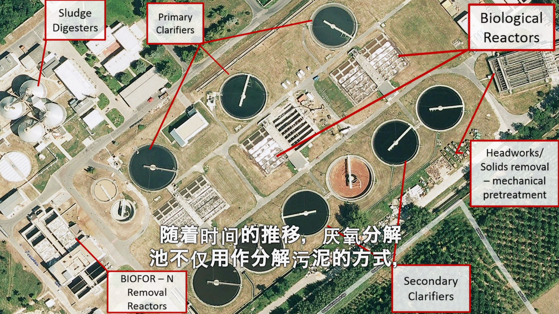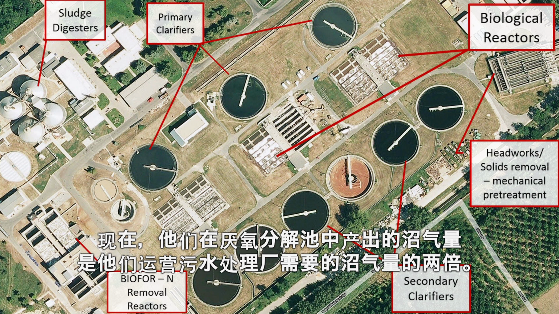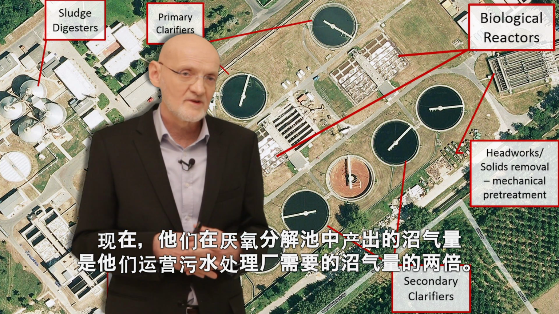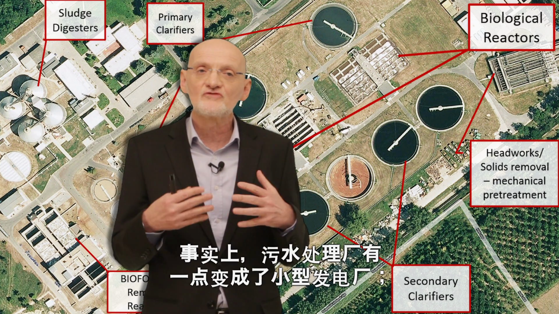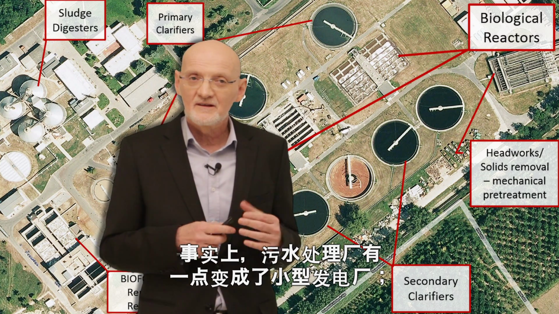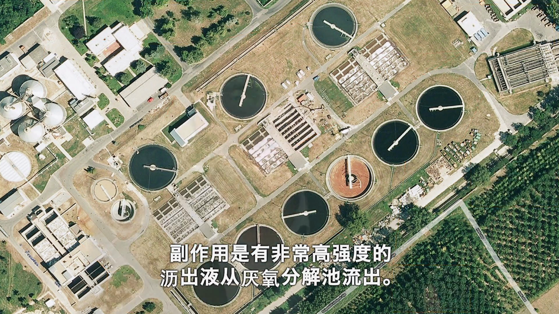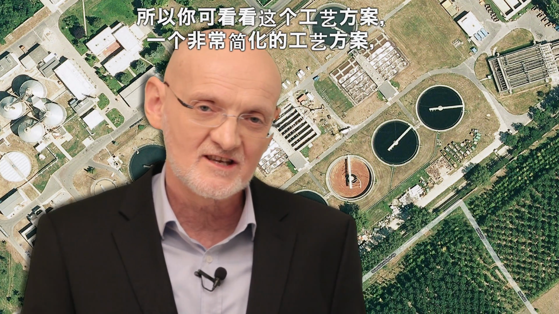Now, over time, the anaerobic digesters not only started to serve as a way to digest the sludge, but the operators started to bring in additional high-strength waste. And today, they produce in the anaerobic digesters twice the amount of biogas than what they need to run the treatment plant. In effect, the treatment plant became a little bit like a small power plant. The side effect of which is that there is a very high strength leachate coming out of the digesters.